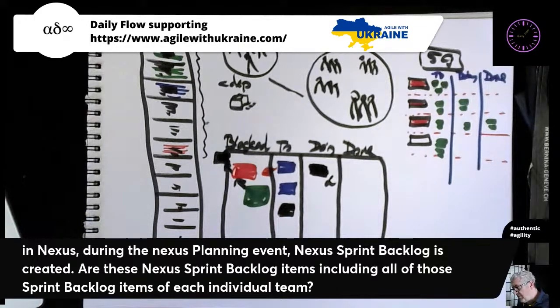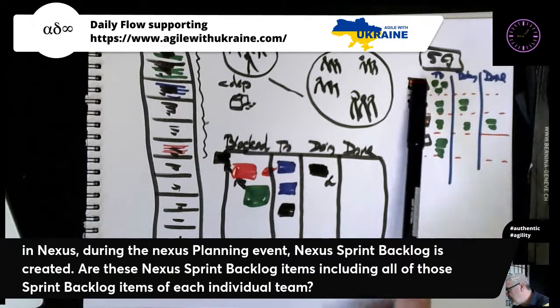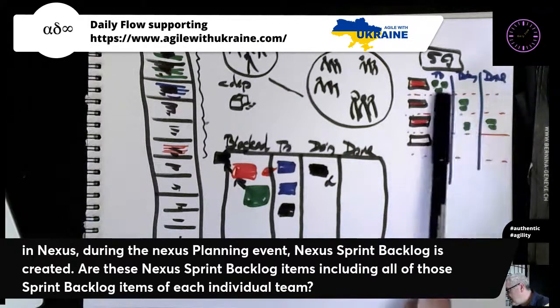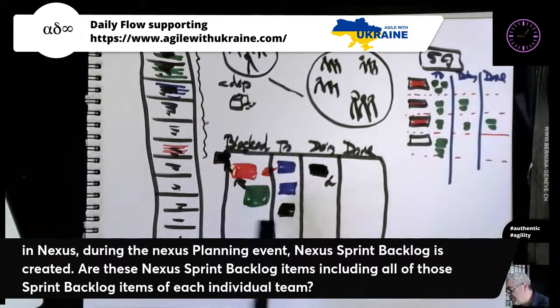Scrum Drawing has a lovely paper on cross-team refinement. Looking up cross-team refinement in Nexus, really, really nice paper. And so in answer to the question, in Nexus, during Nexus Sprint planning, a Nexus Sprint Backlog is created. Are these Nexus Sprint Backlog items including all of those Sprint Backlog items of each individual team? I would say they include all of the product backlog items, but not necessarily anything else. This is really just about having transparency about the dependencies between the items. I personally would show items that don't have dependencies as well on this board.